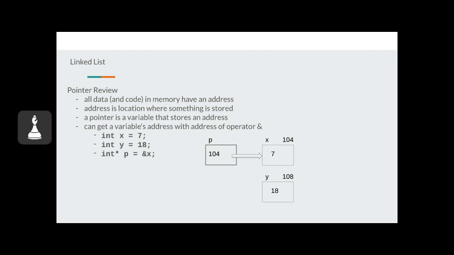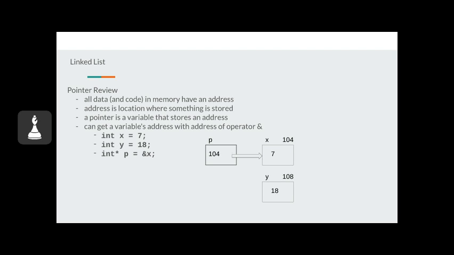Before we get to actual linked list, let's do a review of pointers. Pointers are somewhat unique in C and C++, so we'll do a short review of that. All data and code in memory has an address.